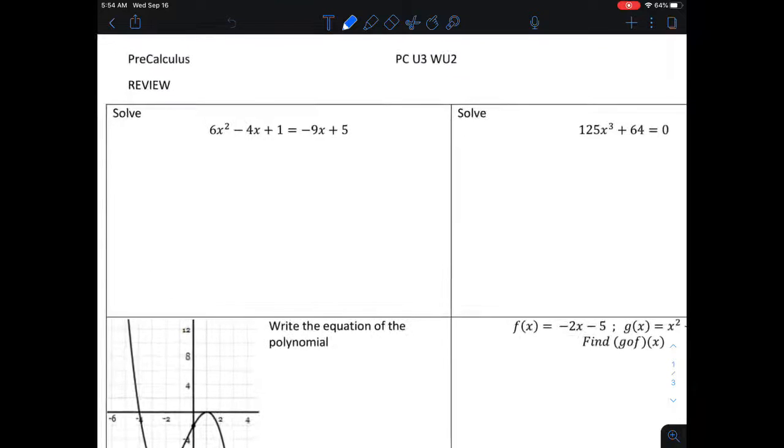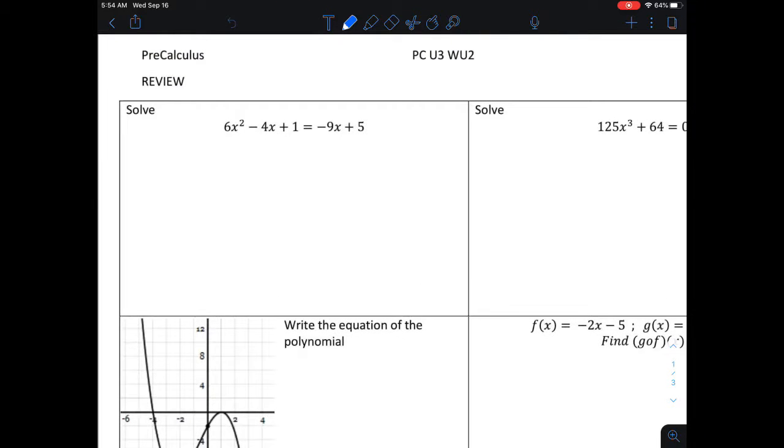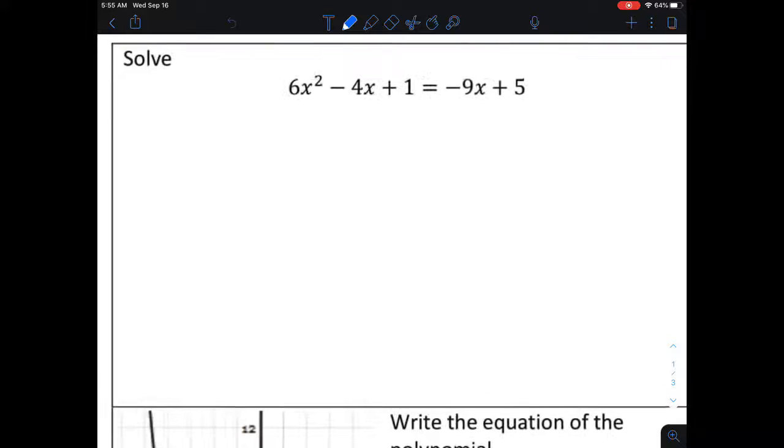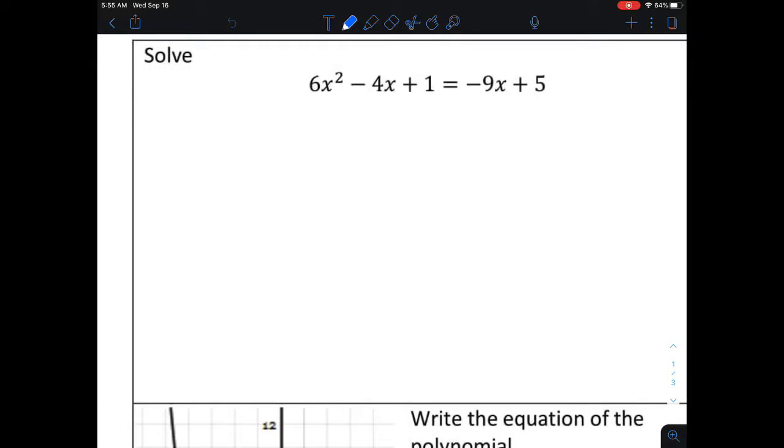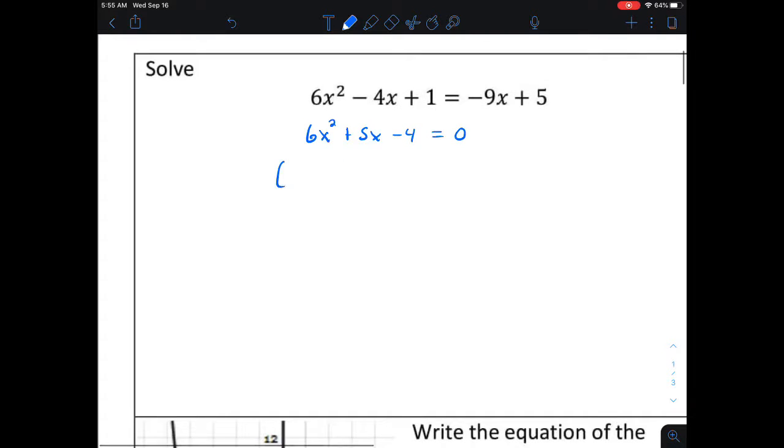Okay, let's start working our way through this classwork. So, warm up number 2 for chapter 3. And we start here with this first one. We want to solve this quadratic equation. And when solving quadratic equations, we're going to get everything on the same side of the equal sign and see if we can't factor this problem. And so we'll try to factor, no guarantees.